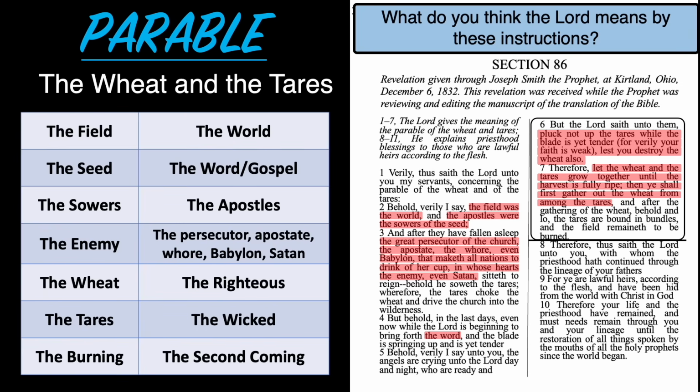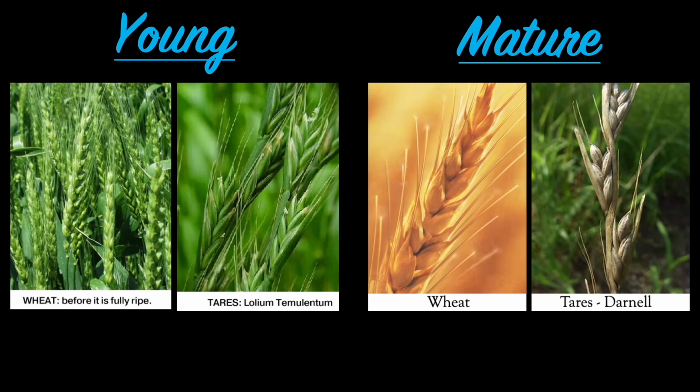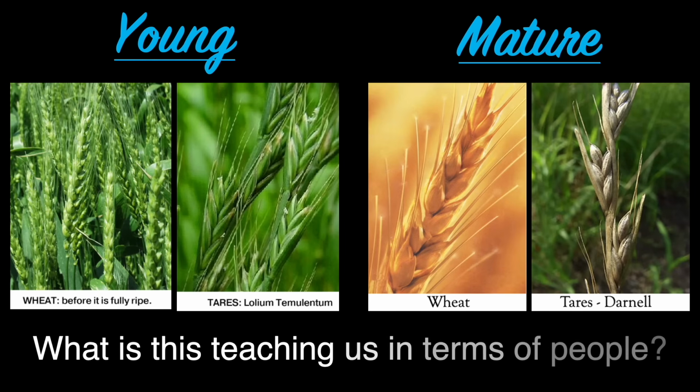Here's a picture of an immature stalk of wheat and an immature tare. They look really similar, don't they? It'd be very difficult to tell the difference with any degree of certainty. Now, here's what they look like when they're full grown. Now you can tell the difference, can't you? But remember, we're not talking about plants here, but people. What is this teaching us in terms of people? Why would he say, don't pull out what you think looks like a tare and burn it too quickly?